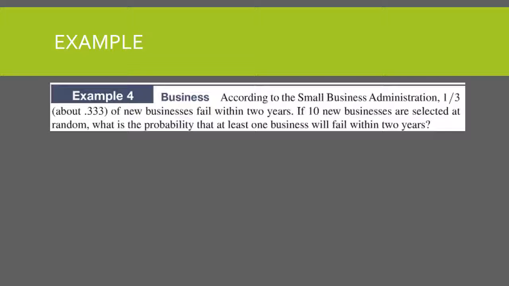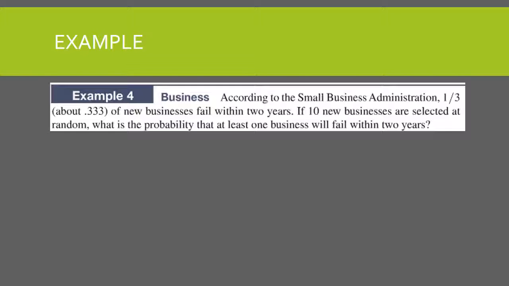According to the Small Business Administration, 1/3, or about 0.333, of new businesses fail within 2 years. If 10 new businesses are selected at random, what's the probability that at least 1 will fail within 2 years? Okay, again, there's that word at least. Remember, that means 1 or 2 or 3 or 4. Also remember, there's an easy way to do this and kind of work around having to do all that. Pause the recording, give it a try, and resume to check your answer.